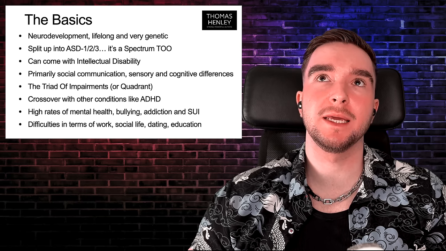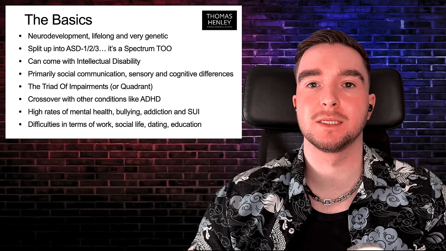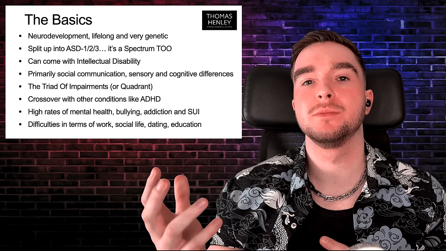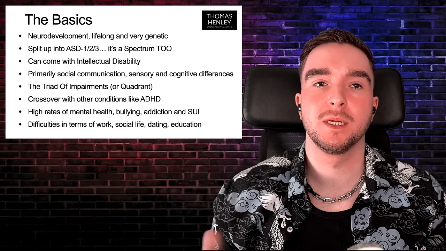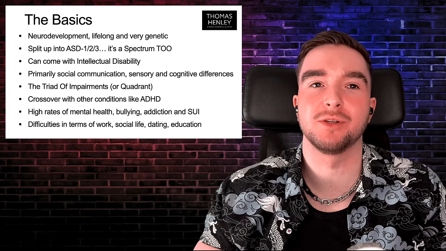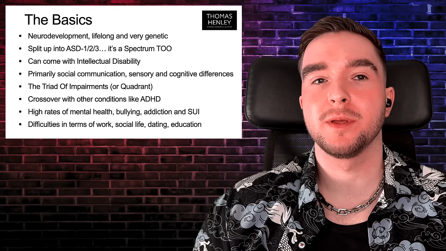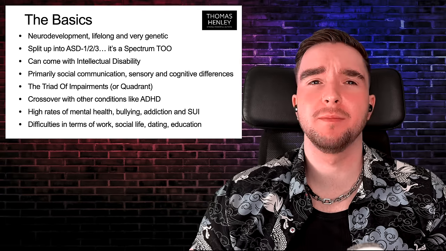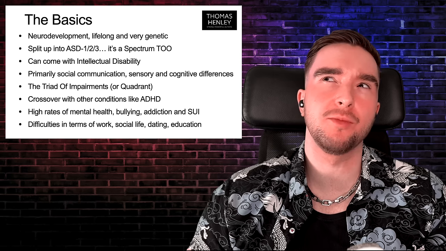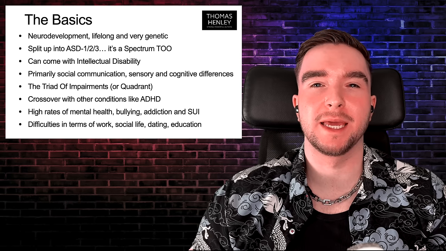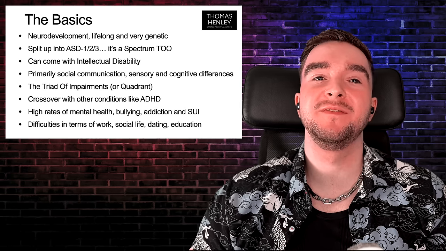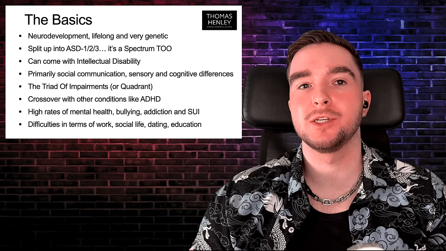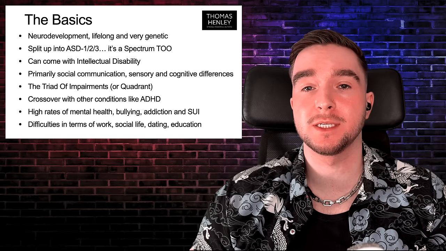It's primarily characterized as difficulties or differences in social communication, sensory, and cognition. So someone's thinking, perception, things like that. The Triad of Impairments is probably one of the best representations of what autism looks like, but I would like to highlight that it's a little bit more of a quadrant. I will be getting into why that is. It has a very, very heavy crossover with conditions like ADHD, different neurodivergencies, as well as mental health.